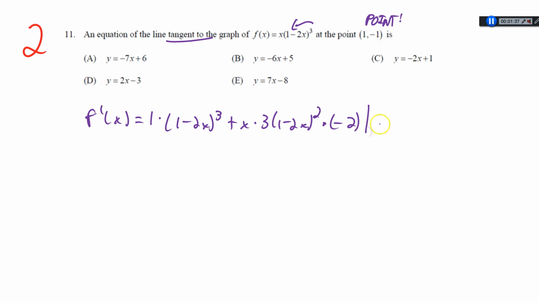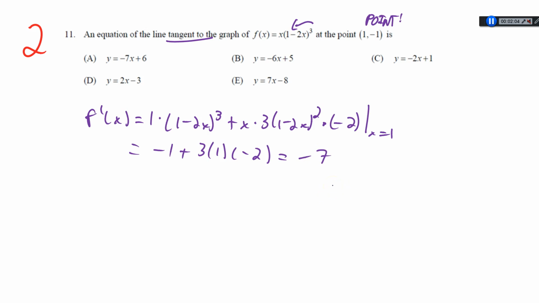Now we're evaluating this at x equals 1, right? All I care about is that x coordinate for our derivative. So this 1 I don't really care about. 1 minus 2 is -1 cubed. That's a -1. Plus 1 times 3 is 3. Let's write that out. Times 1 minus 2 is -1 squared is 1 times -2. So altogether it looks like we have -1 minus 6 more is -7.